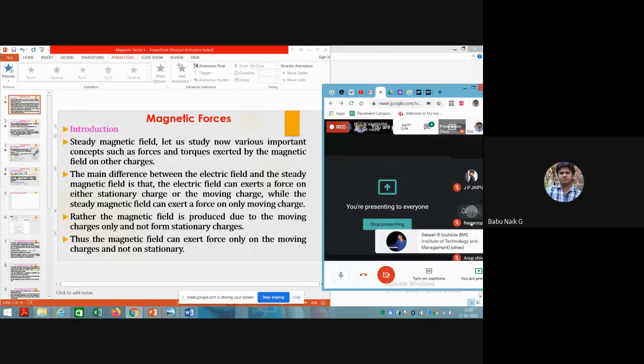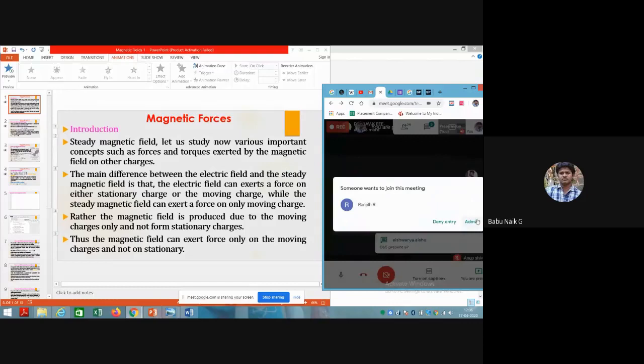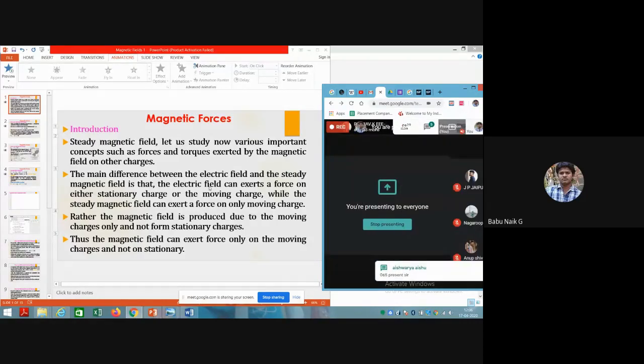So now today's class is module 4, on steady magnetic field. Before this, we went through the magnetic field intensity, magnetic flux density, then flux potential calculation, and then vector magnetic potential. That is the previous chapter we discussed.